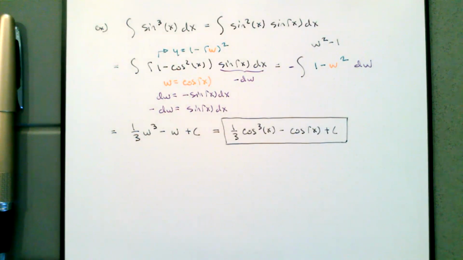So this was still a substitution problem. It's just not the obvious substitution problem. The substitution w equals sine x doesn't work because we don't have a factor of cosine x to be the dw. The other thing that we have to remember from trig is that it's easy to turn an even power of sines into an even power of cosines.